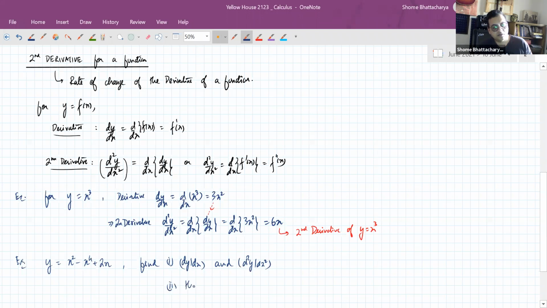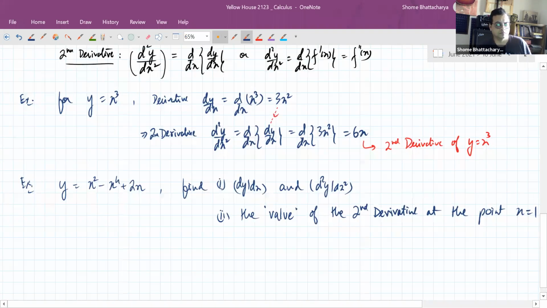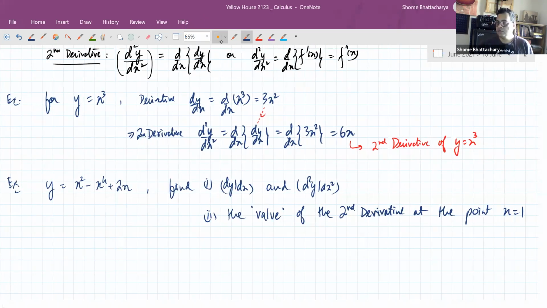And secondly, find the value, okay, of the second derivative at the point x equal to 1. So you want to find the value of the second derivative at the point x equal to 1. Just quickly work this out, people. Just work out the value and send it to me on the text message. Okay. If there's any doubt in this first question or in the concept of second derivative, please let me know. You can unmute yourself and ask.